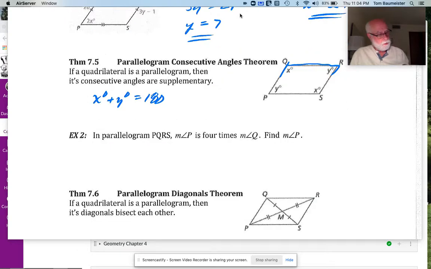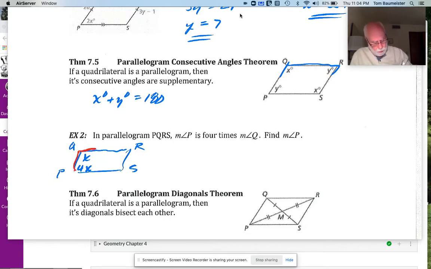All right, so example 2. In parallelogram PQRS, so they're saying we have a parallelogram here, and they're calling it PQRS. They're saying that the measure of angle P is 4 times the measure of angle Q. So find the measure of angle P. Well, if it's 4 times the measure of angle Q, let's call Q something. How about X? So if Q is equal to X, then P would equal 4X.